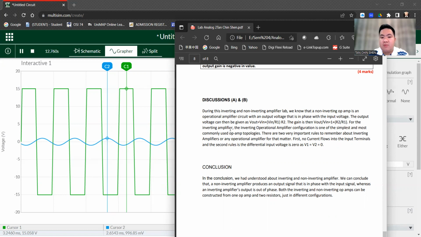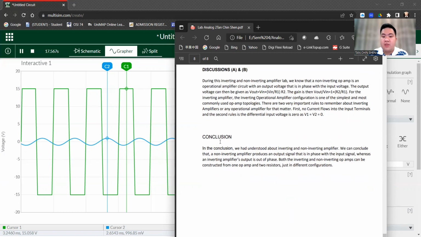For the inverting amplifier, the inverting OPM configuration is one of the simplest and most commonly used OPM topologies. There are two very important rules to remember about the inverting amplifier, or any operational amplifier for that matter. First, no current flows into the input terminals. The second rule is that the differential input voltage is 0, as V1 equals V2 equals 0.